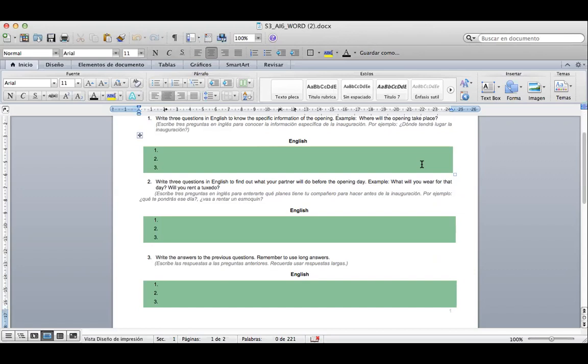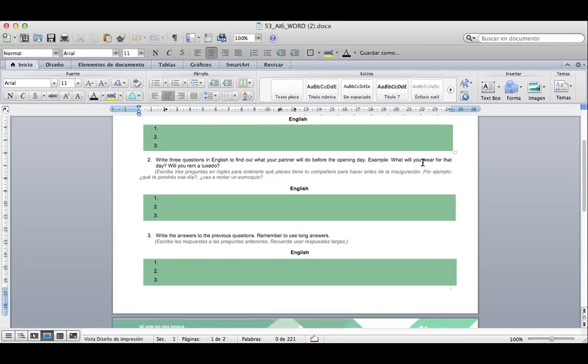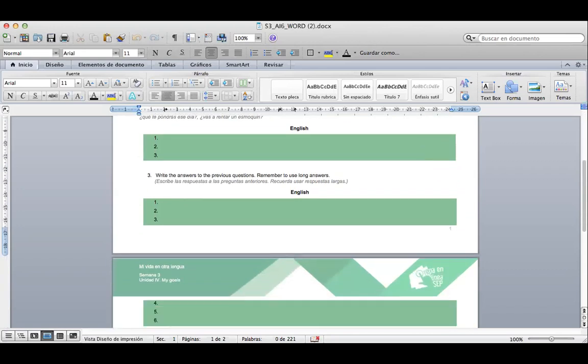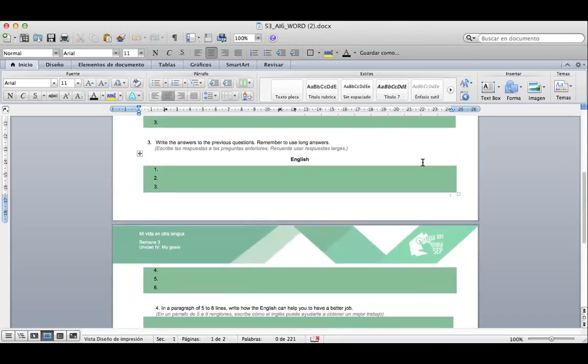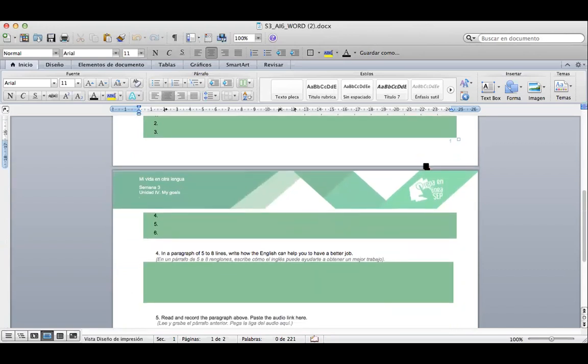Maybe I will wear a red dress and maybe black shoes. Oh, it's not a good combination, but well, it could be something like that. So you have to write long answers.